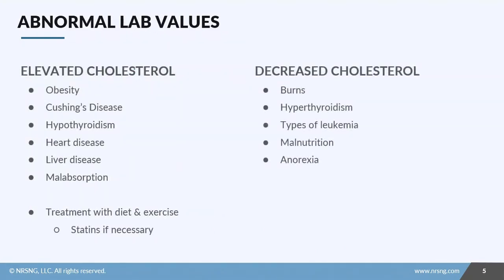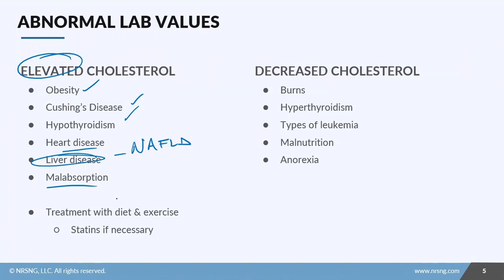So what should you think about whenever you see an elevated blood cholesterol? Well, you're going to see this in patients that are overweight or obese. They may have things like Cushing's disease or hypothyroidism. They could have some level of heart disease. The other one you're going to see is in liver disease, especially one called non-alcoholic fatty liver disease. You'll see an increase there, or if they have some malabsorption issues.